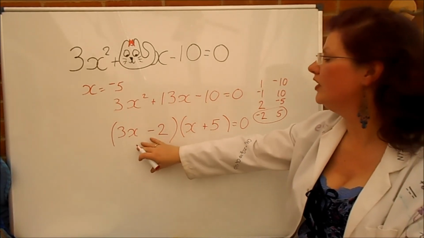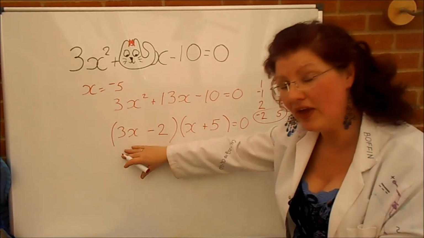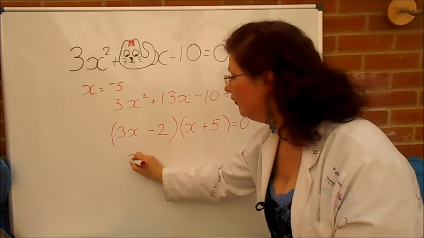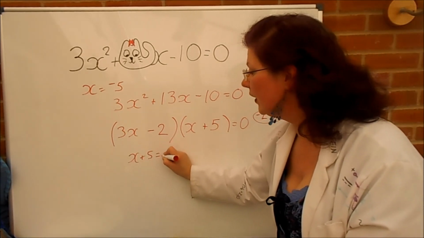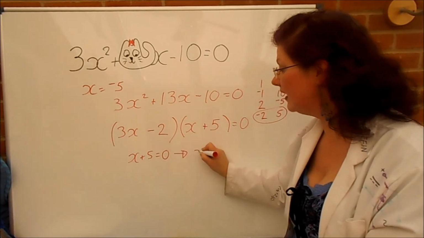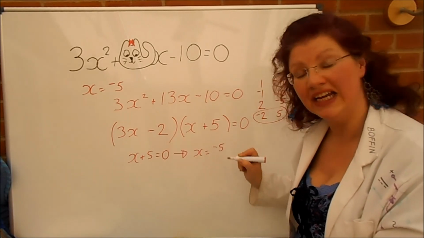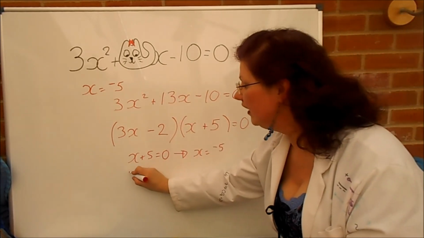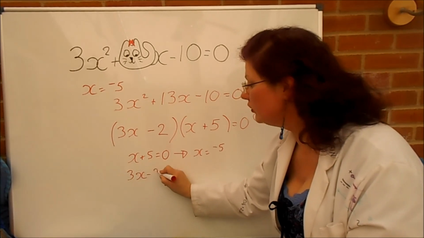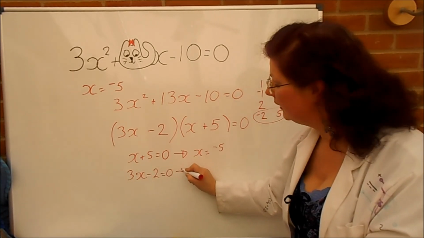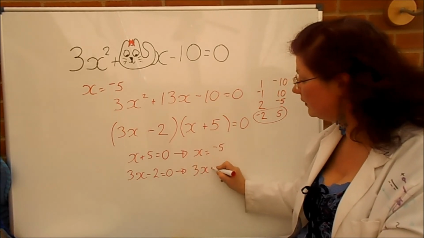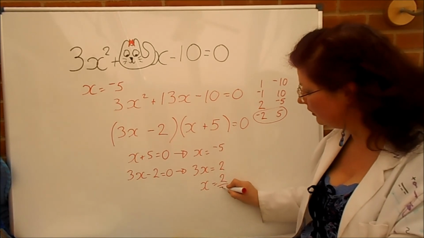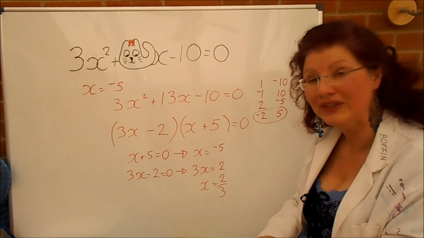What we can do, if you say this bracket times this bracket equals 0, then either that bracket must have been 0 or that bracket must have been 0. This one here, if we say that x plus 5 was equal to 0, then this implies that x must have been negative 5, which indeed is the solution we had earlier. The other one, if we say that 3x minus 2 was 0, this implies that 3x must have been equal to 2. In other words, x was equal to 2/3. And that's the other solution.